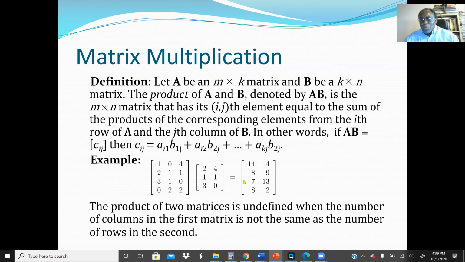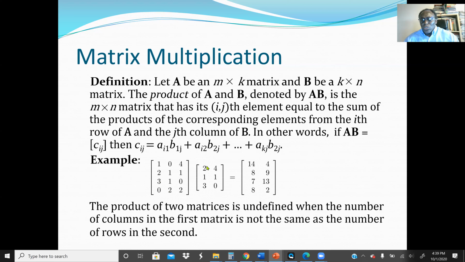So 3 times 2 is 6. 1 times 1 is 1. 0 times 3 is 0. So 6 plus 1 plus 0 will give me 7. Then if I want to get the fourth row, first column, I'm going to do the fourth row of the first matrix and the first column of the second matrix.